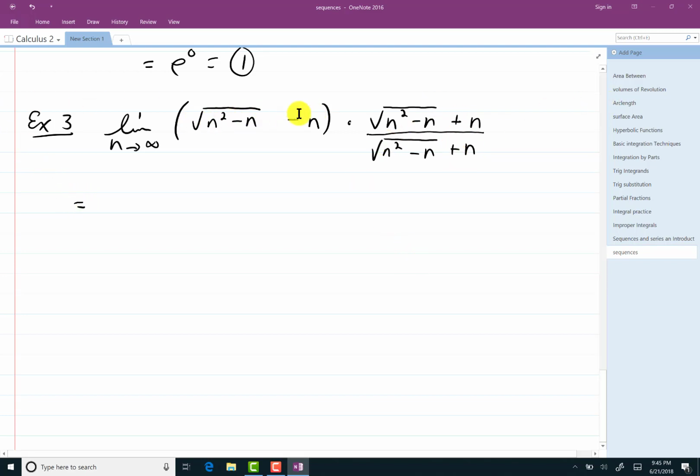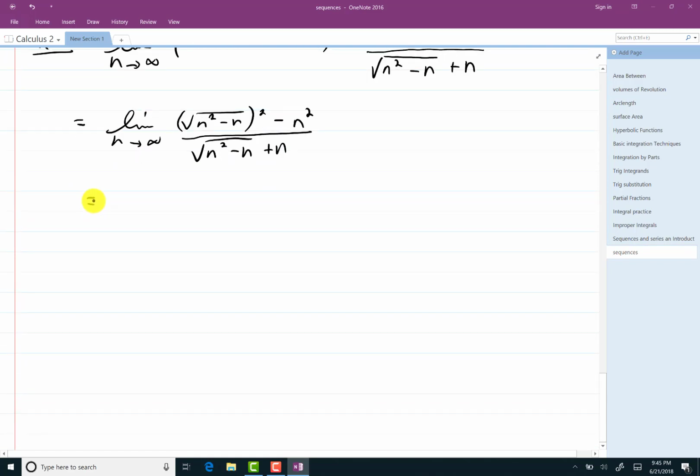When I multiply the numerators together, I'll have a difference of squares. So the top will do this. I'll have the square root of n squared minus n, but that quantity will be squared, minus n squared. There's a difference of squares formula. And the bottom, n squared minus n plus n. And that'll equal the limit as n goes to infinity. Now let me square that out. When I square that, the square root will go away and the n squareds will cancel, leaving me with just negative n.